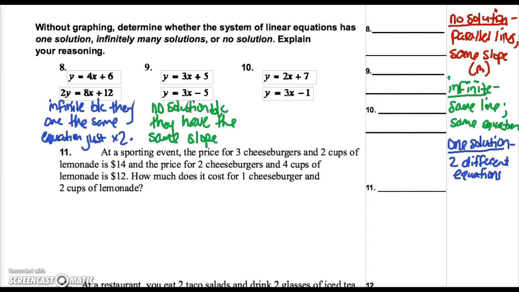And then number 10, we have y equals 2x plus 7 and y equals 3x minus 1. Okay, as I'm looking, I'm trying to find a pattern, see if there's anything in common with either one of them, and there is nothing. These are two totally different equations. So this is going to have one solution because they are two different equations.